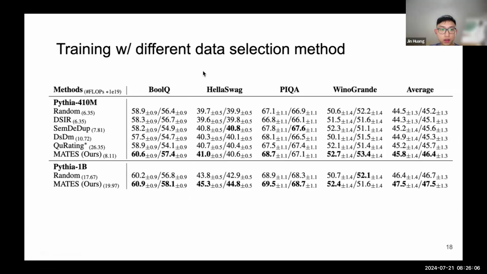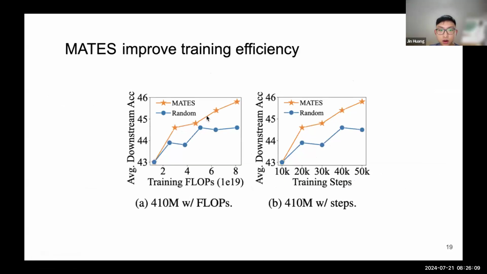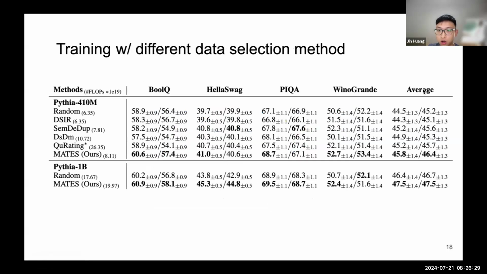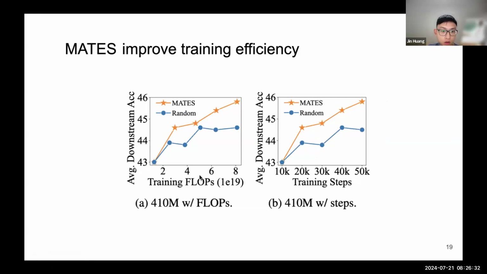Okay. And on this slide, the authors are comparing the random selection and their MATES selection. So let's first take a look at figure A here. The x-axis is the training FLOPs, and the y-axis is the average downstream accuracy, which is basically this column in this table. So I think the major takeaway is that if we select the data points used in pre-training effectively, we're basically reducing the FLOPs needed to reach a certain accuracy by half, approximately.